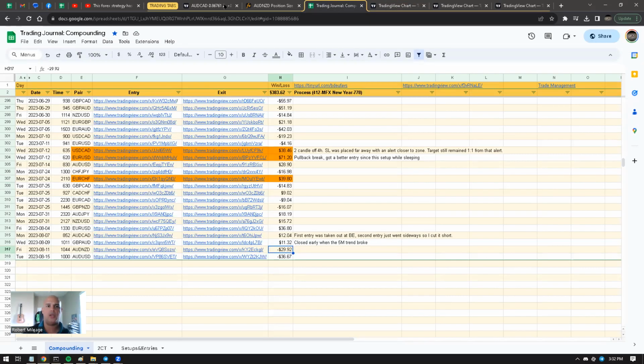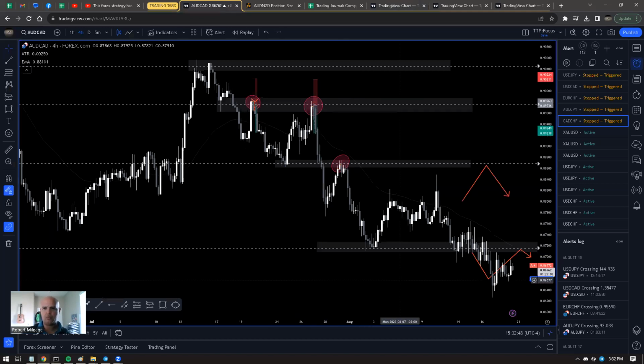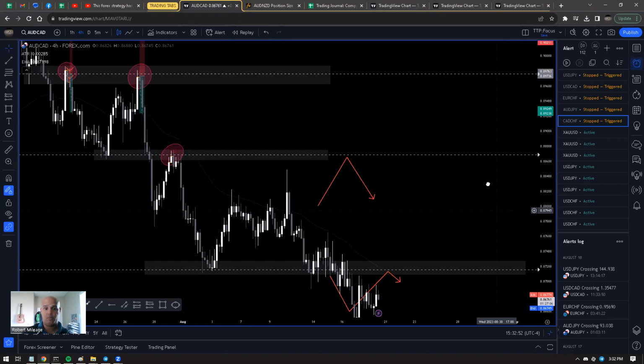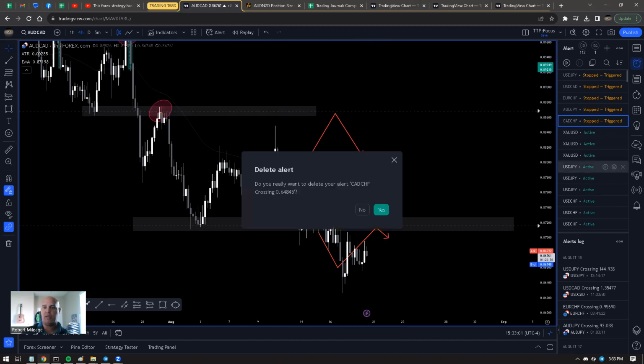And so let's look at some of these alerts that I had go off. So CADCHF, I was waiting for price to pull back down here and then come back into this area. It looks like we're ranging for a little bit. Probably won't see that. Probably won't even mess with it for next week. So I'll leave that one alone.